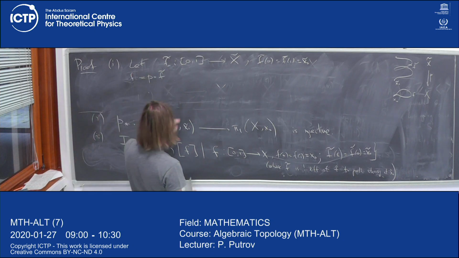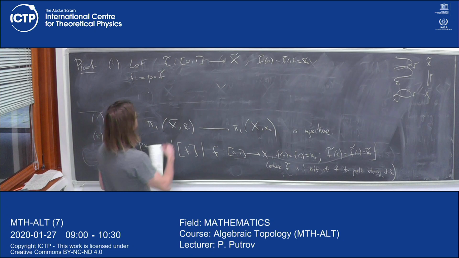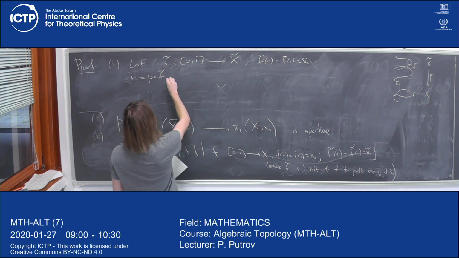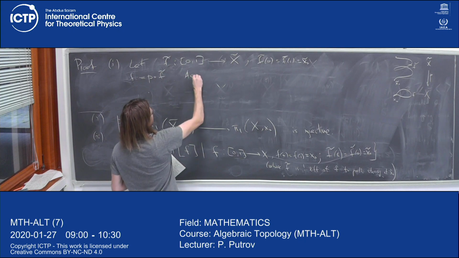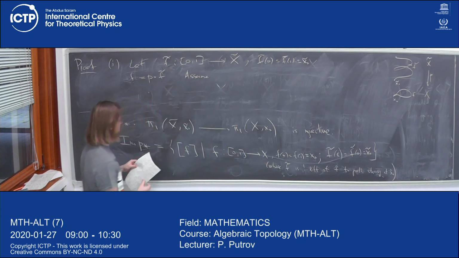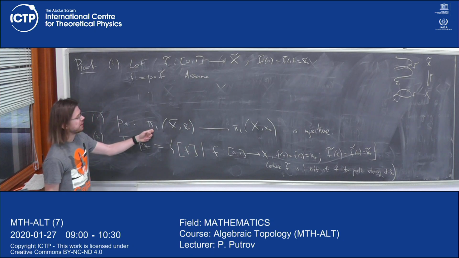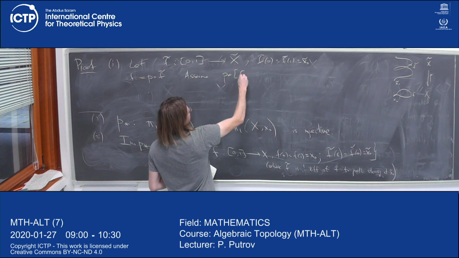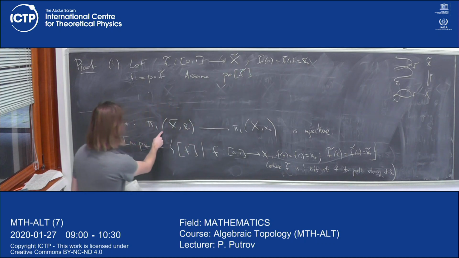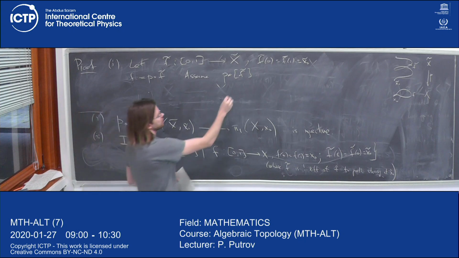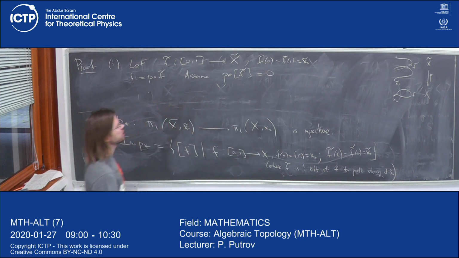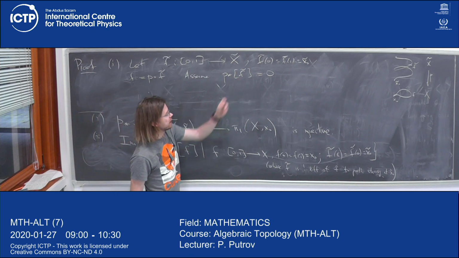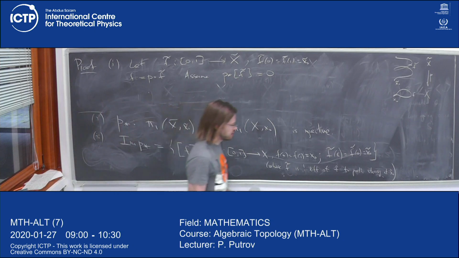So I take some element here. Any element here can be represented by a class of a loop f tilde like this, and I want to check that the kernel is trivial essentially. So let me take an element which is in the kernel, so it satisfies this condition. What we want to show is that it implies that the class of f tilde itself is trivial.